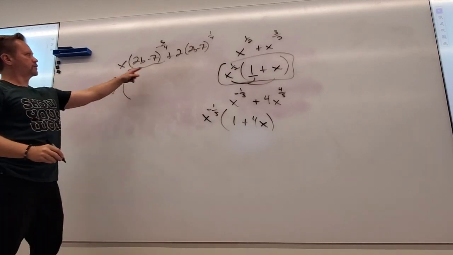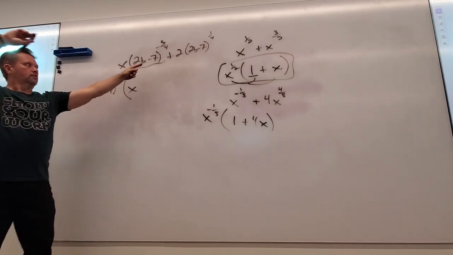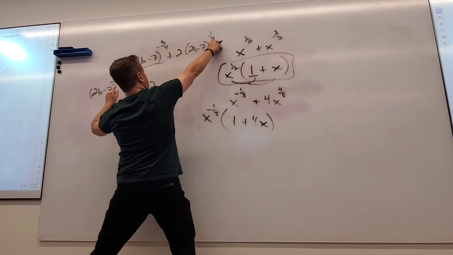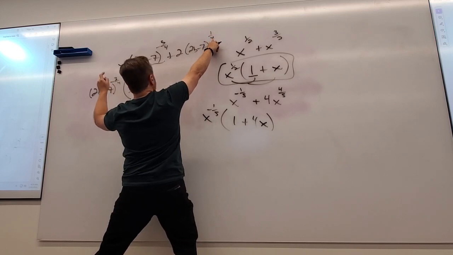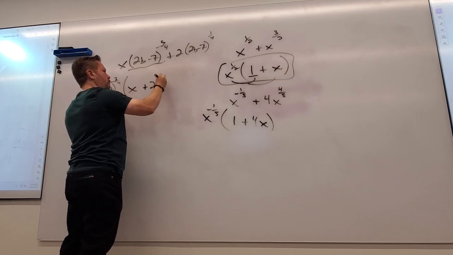So what's left in this first term? X. Right. Over here I have a 2. What do I do? Plus. Yeah, 1/4 minus negative 3/4. So I add 1/4 plus 3/4 is 4/4, which is 1. It's a whole. So it's a whole one of these.